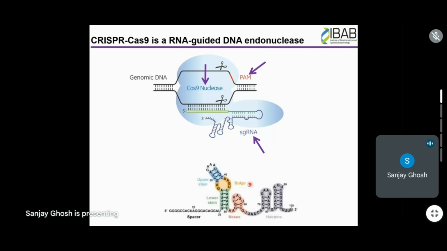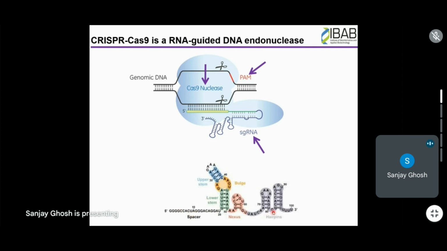And this is the structure of this so-called guide RNA, which is conserved. And this is the spacer, which I showed you in different colors in the earlier slide. And this is the targeting sequence. And this has to be 20 nucleotides for Cas9.